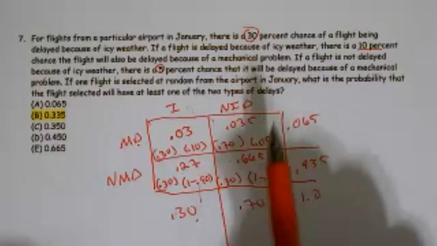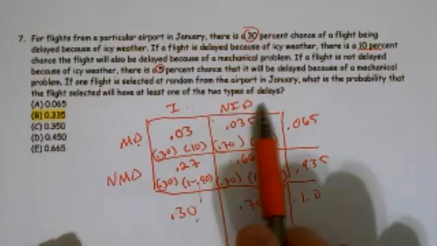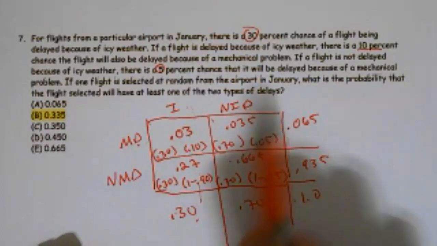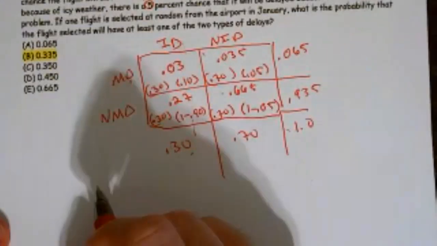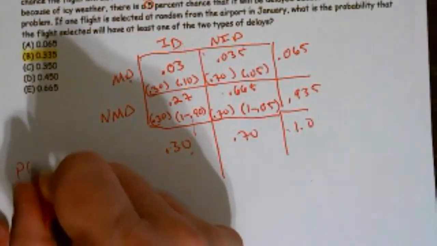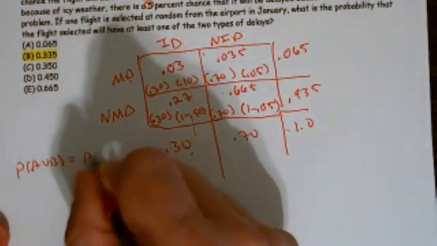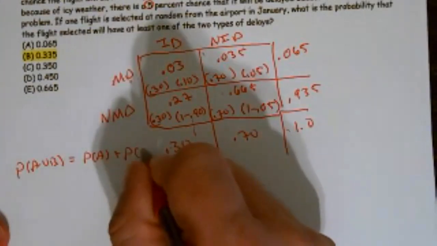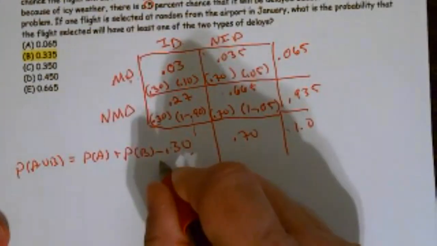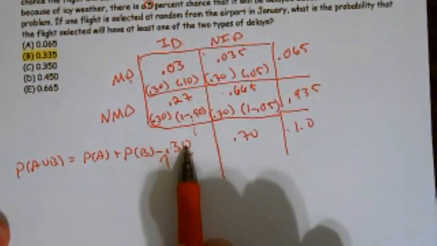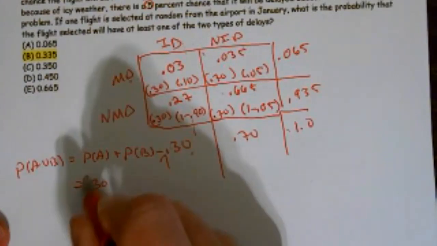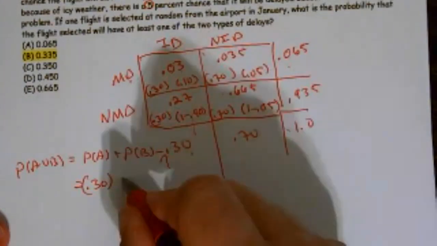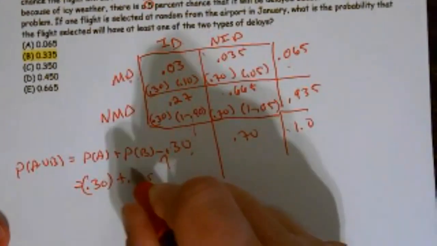All right, so what is the probability that it will have at least one of the two types of delays? So what's the probability to have an ice delay or a mechanical delay? Now, I just said something really important. I said or. That means the probability of A union B equals the probability of A plus the probability of B minus the intersection. So the probability of an ice delay is 0.30. The probability of a mechanical delay is 0.065.